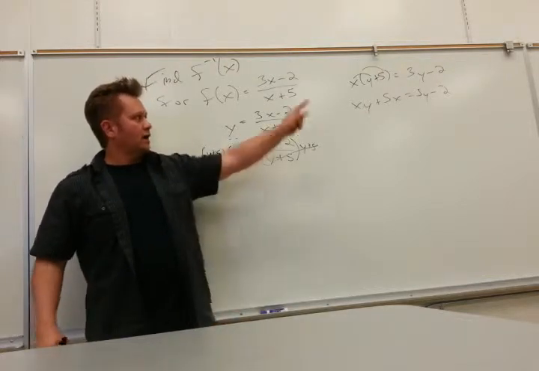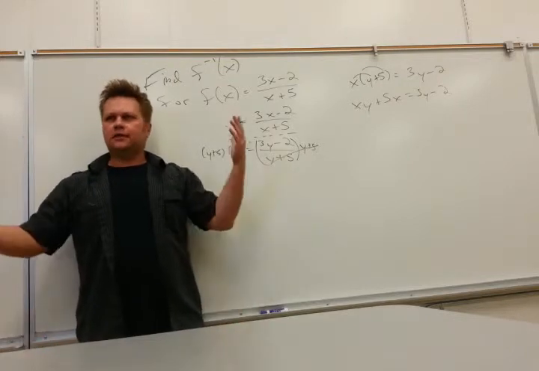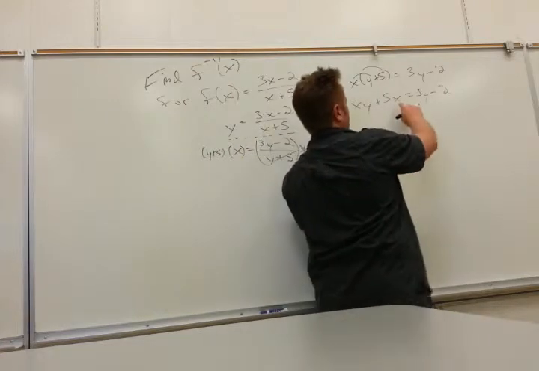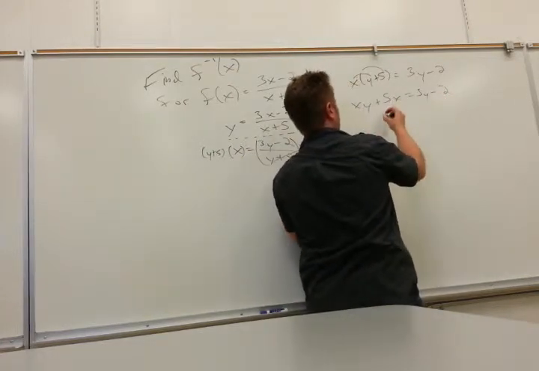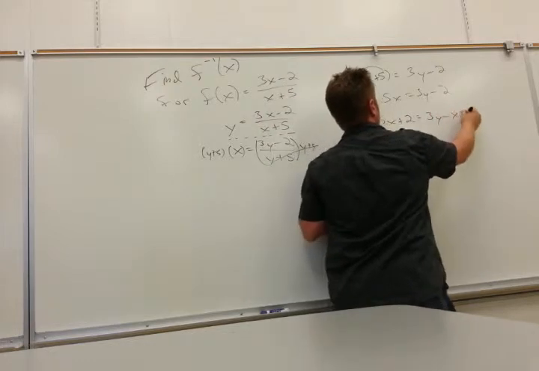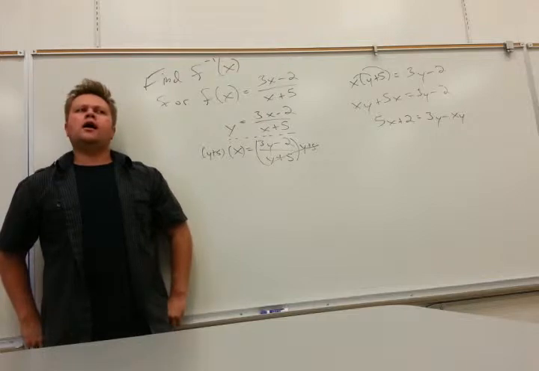Me, I always try, I would add 2 and bring the xy over so I don't get a bunch of negatives on one side. How important is that? Not really. I don't know if you guys even see what I'm saying. But I'd rather get all my y's over there, add the 2, subtract the xy. And let me just stop right there. You guys with me?